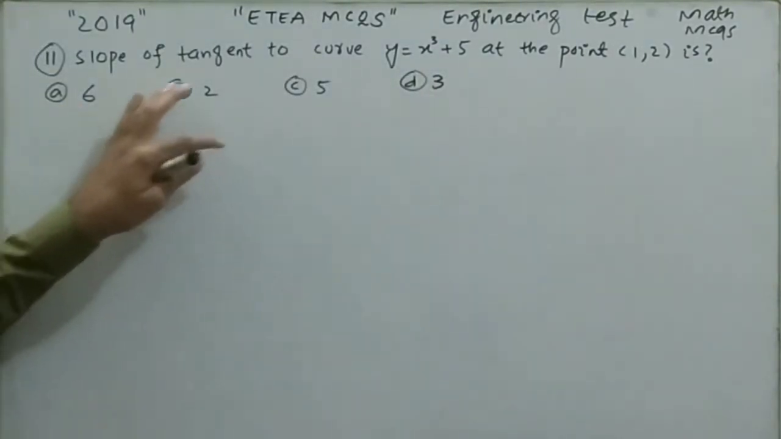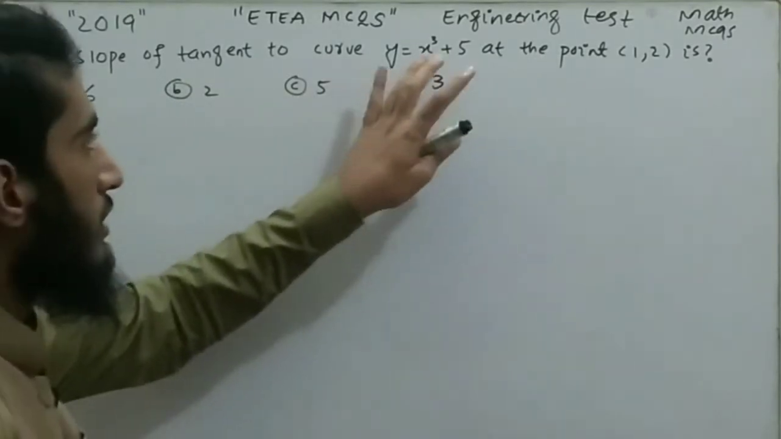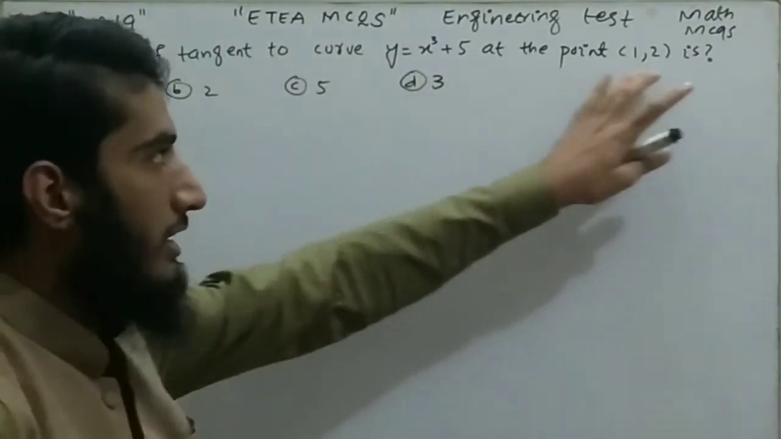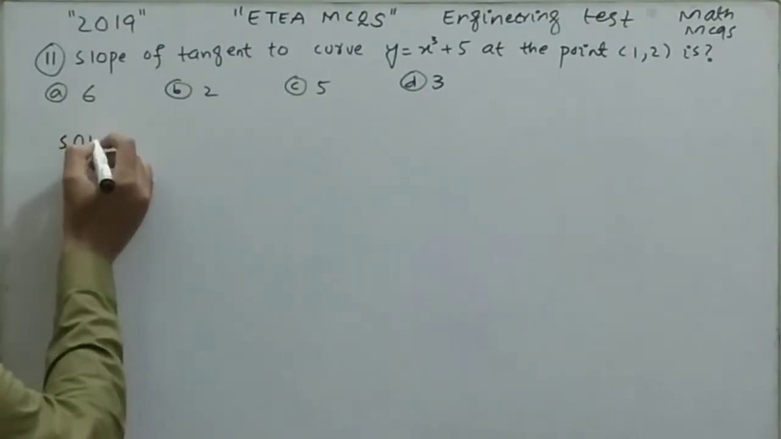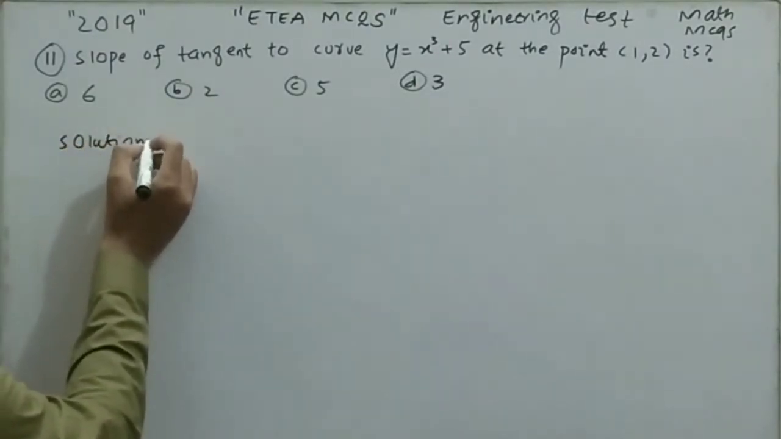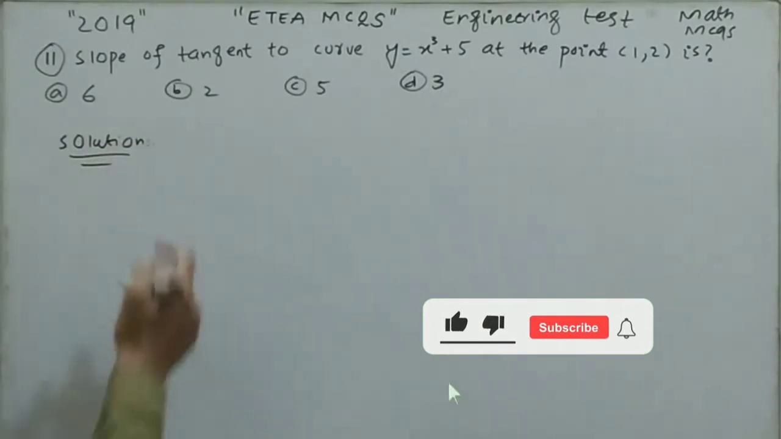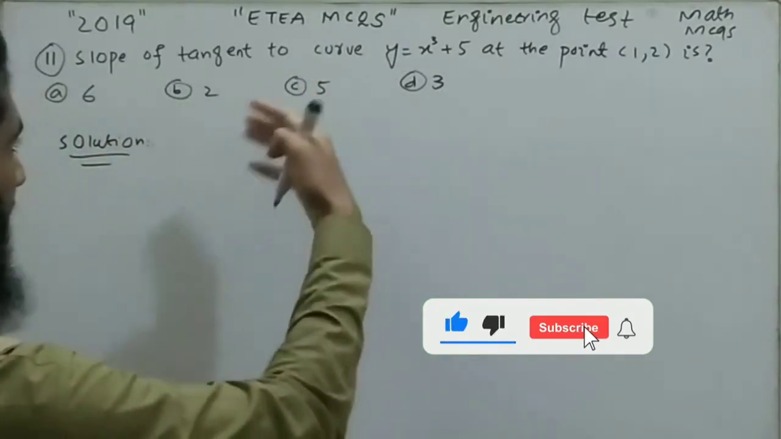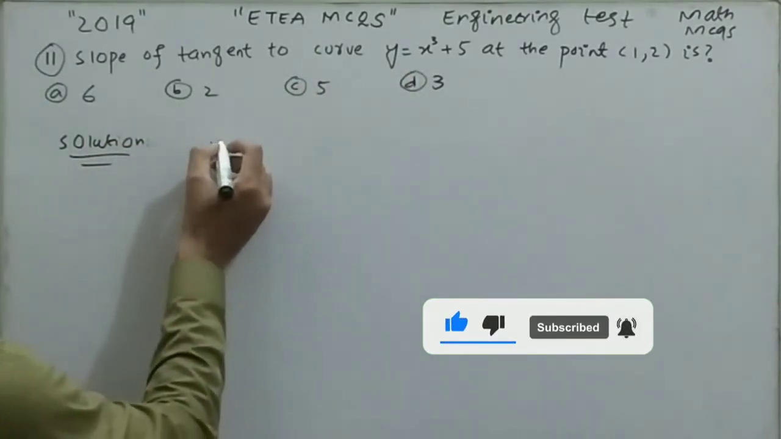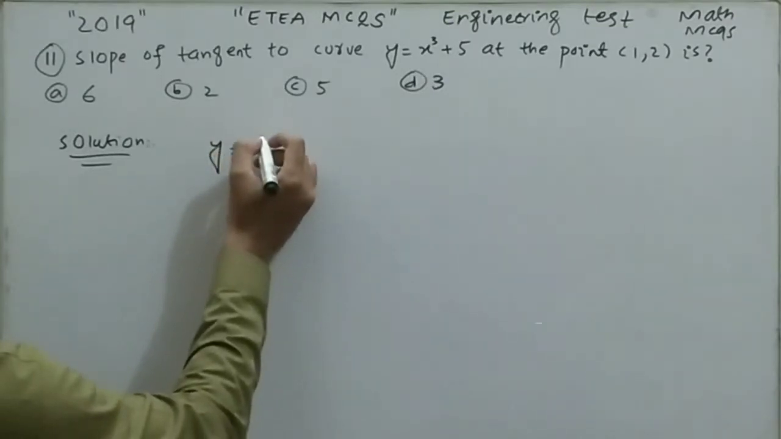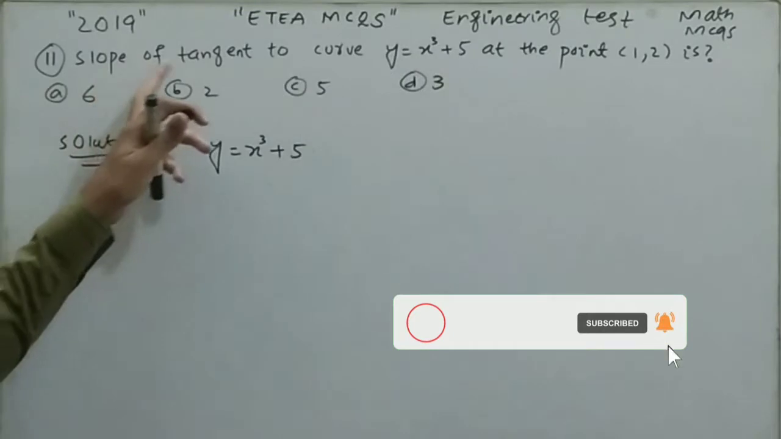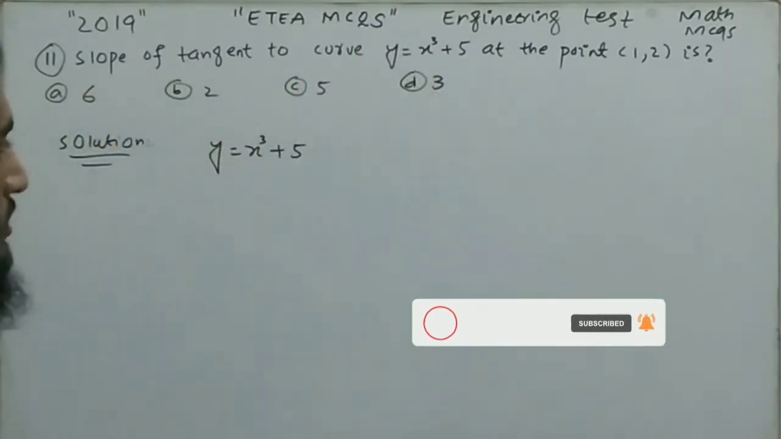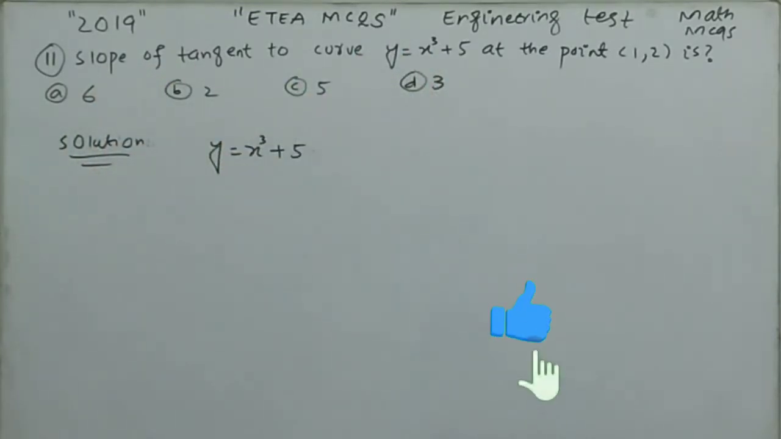It tells that the slope of the tangent to the curve y equals x cube plus 5 at the point (1, 2) is. So let's move to the solution of MCQ number 11 of the 2019 engineering test. We are going to find the slope of the tangent to this curve, y equals x cube plus 5. So slope is actually equal to the derivative of the function.